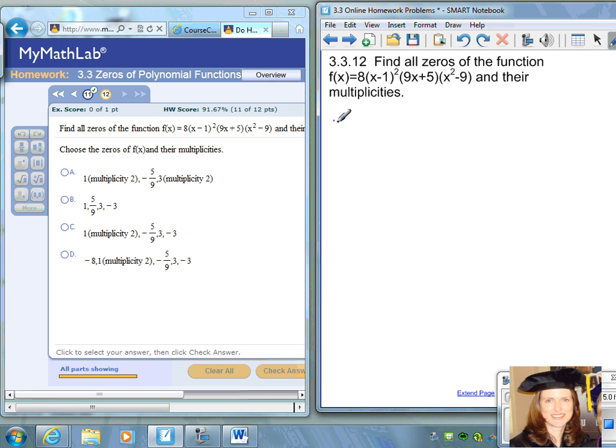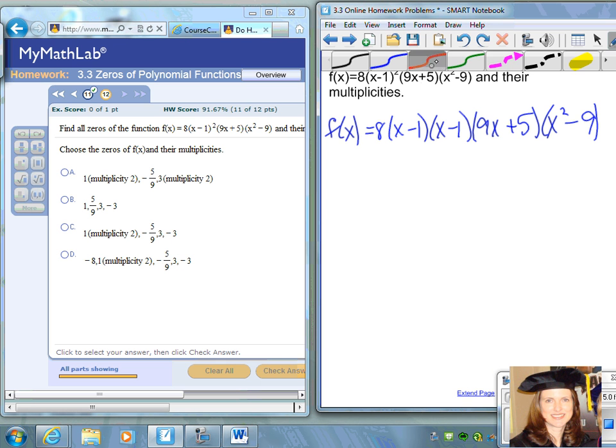Now this function can be written as f of x, which is equal to 8 times the quantity x minus 1 squared. That's x minus 1 times x minus 1. We say that's a repeated factor. So when we find the 0 for x minus 1, we're going to say it has a multiplicity of 2. 9x plus 5 and x squared minus 9. We're going to set each of those factors equal to 0. Now, it wouldn't make sense to set 8 equal to 0, so we're going to start with x minus 1.